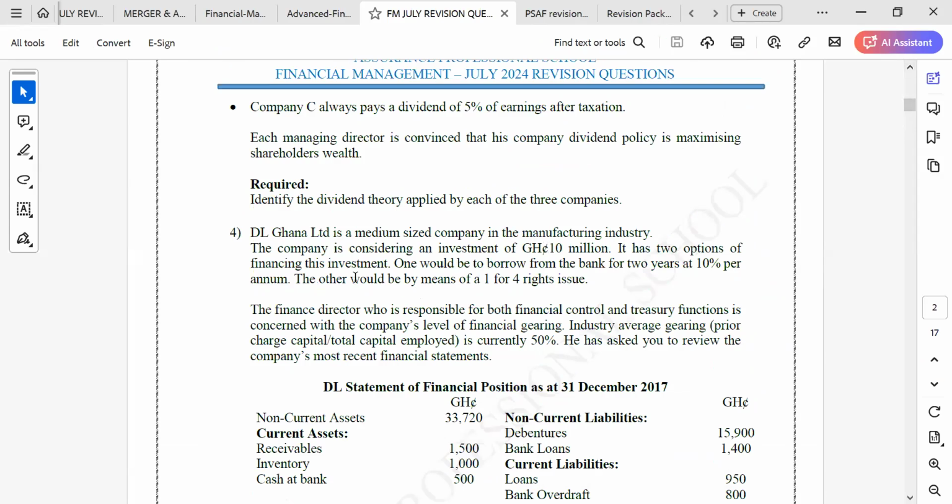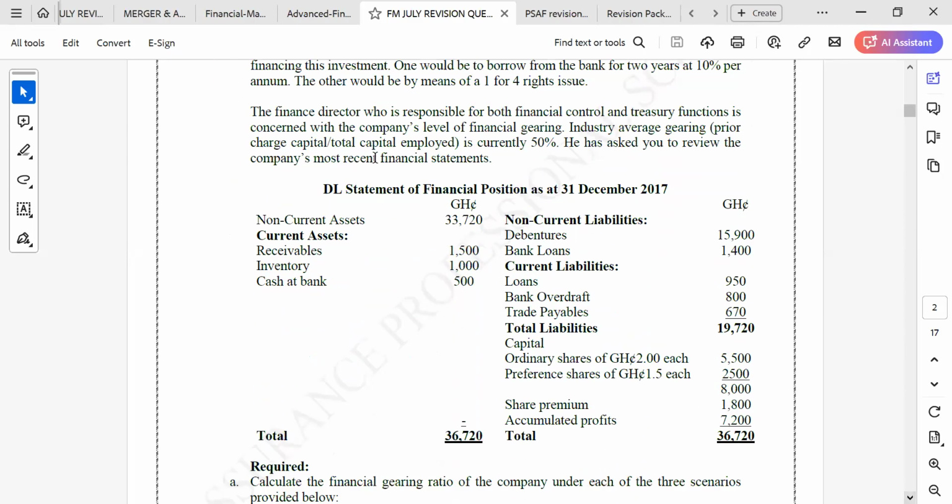So the company wants to undertake a project which is considering an investment of 10 million. It has two options of financing this investment. One is to borrow from the bank for 2 years at 10% interest. The other will be by means of a rights issue. This is the current financial statement without the borrowing.